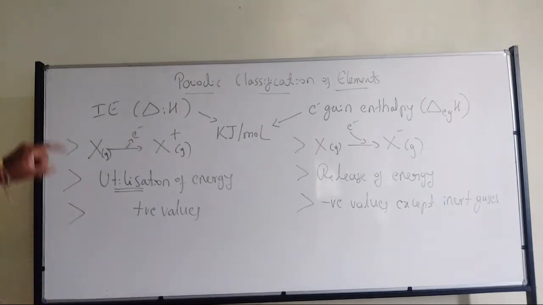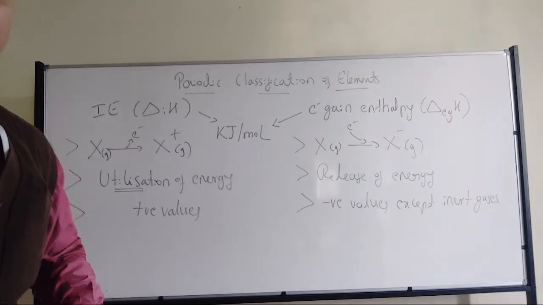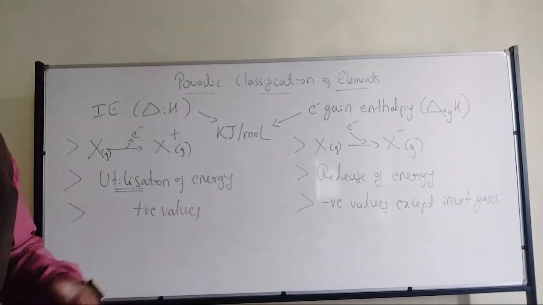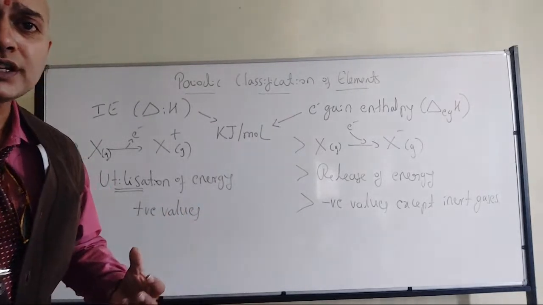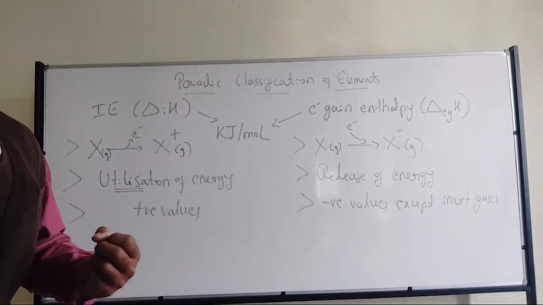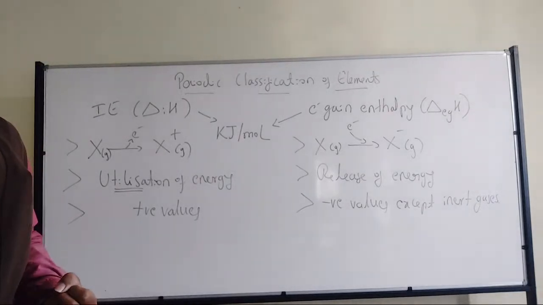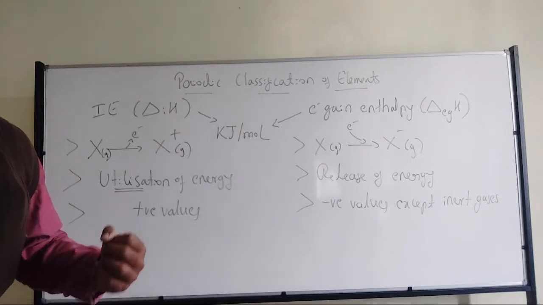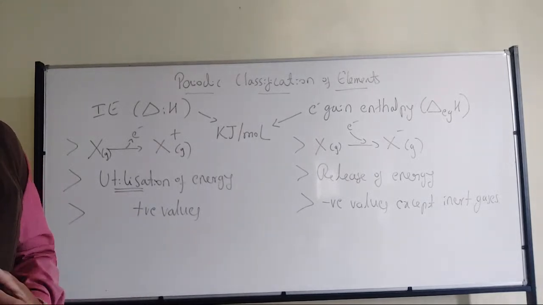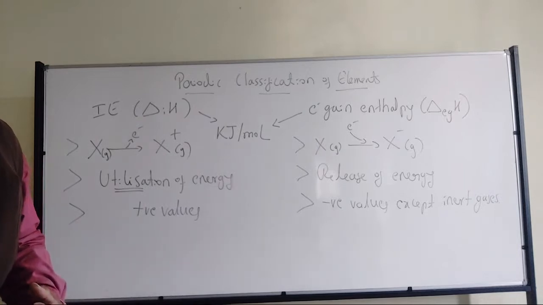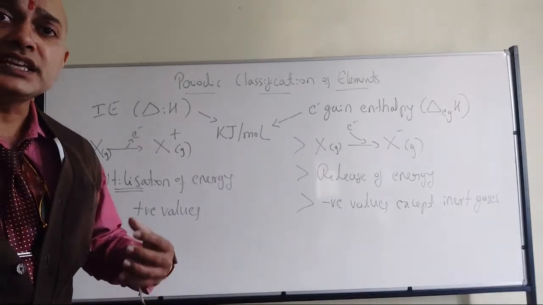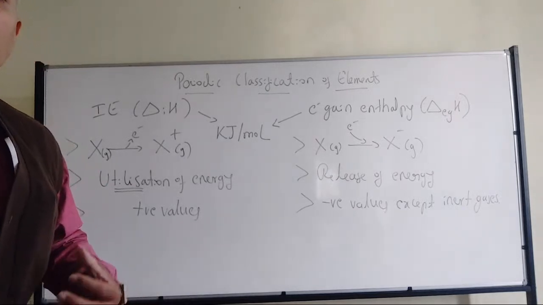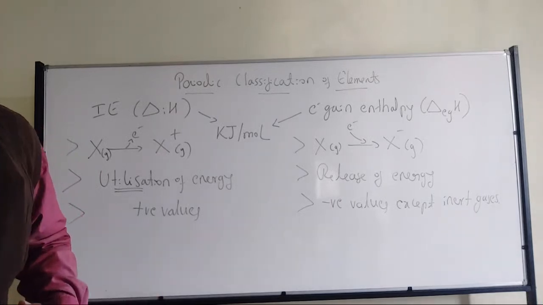Now I can define. Ionization enthalpy is the change in the enthalpy when the outermost electron is removed from a neutral atom in its ground state. What do you mean by ionization enthalpy? It is the change in enthalpy when the outermost electron from a neutral atom in its ground state is removed, or the amount of energy required to remove the electron from a neutral atom in its ground state.